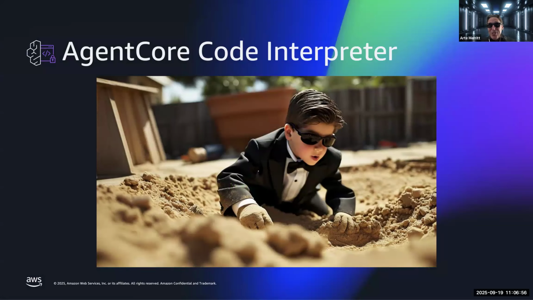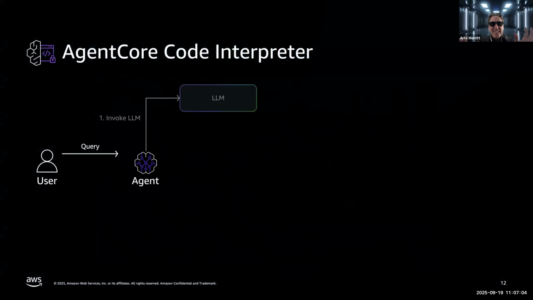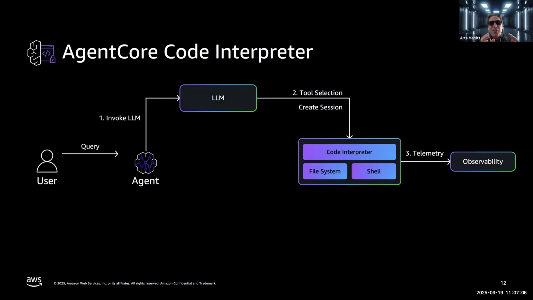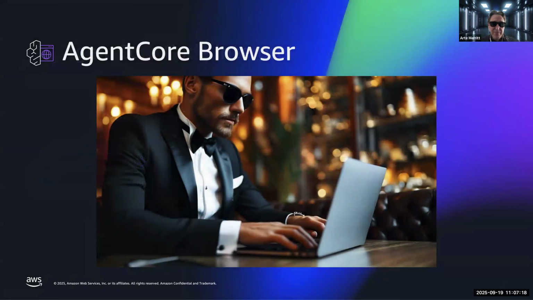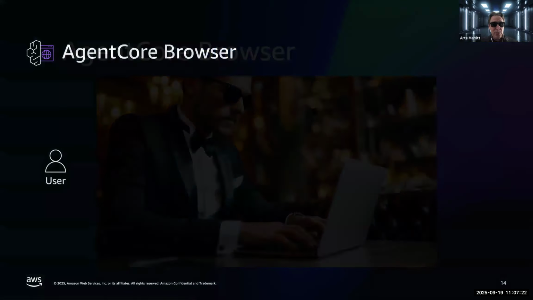We have some built-in tools. One of them is our code interpreter, which is basically a sandbox, hence the secret agent playing in the sand. What this does is it allows you to execute code in that sandbox environment so you can prevent potentially malicious things from happening. It just gives that additional peace of mind that you're developing and using agentic AI in a secure fashion.